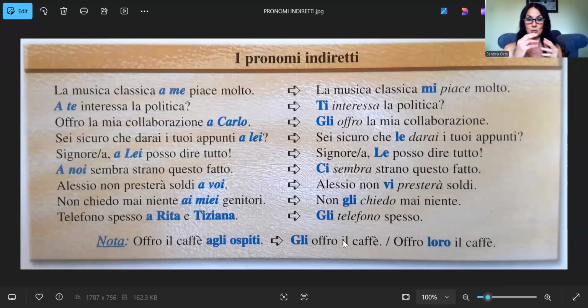So there was a little bit of a switch. You were supposed to say this, but instead you said that because it's so much easier. So it's gli offro il caffè. So you kind of hid it a little bit. As I said, this is my experience, that's how I remember it. This one is more formal. You may see it in writing, but this one is what we normally use. Right, so that was quite long.